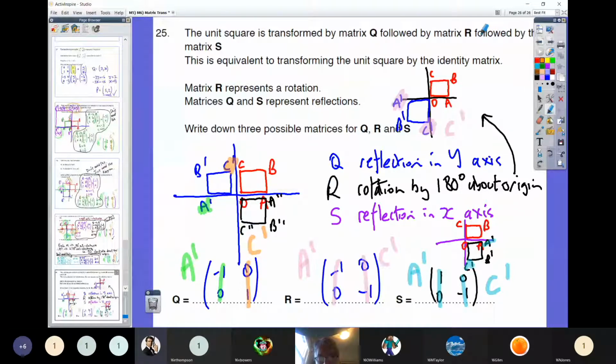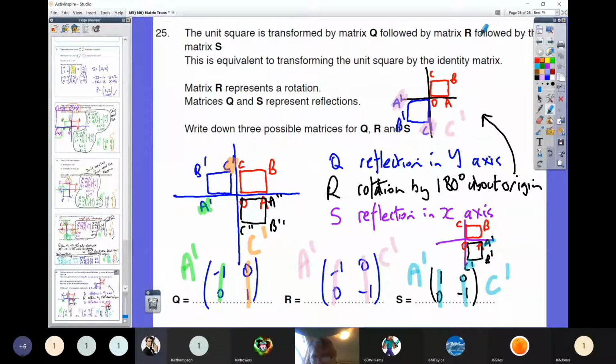So we go Q, then R, then S. So we've got to go reflection, rotation, reflection, and end up where we started. I just started off over on the right by doing a quick sketch, and by trial and error, found a reflection, a rotation, and a reflection that got me back where I began.